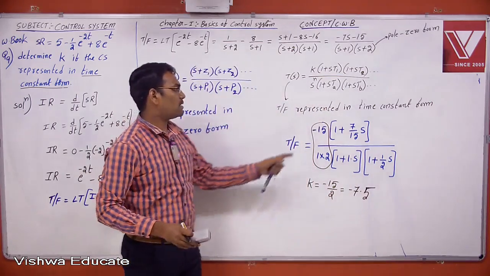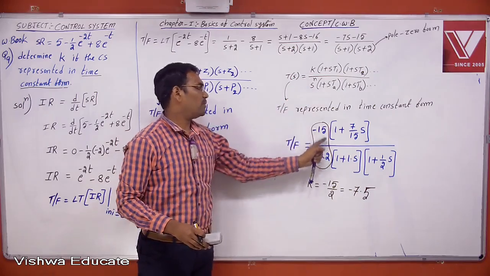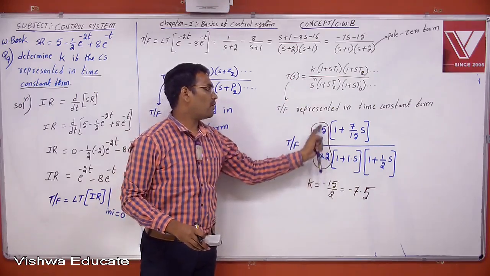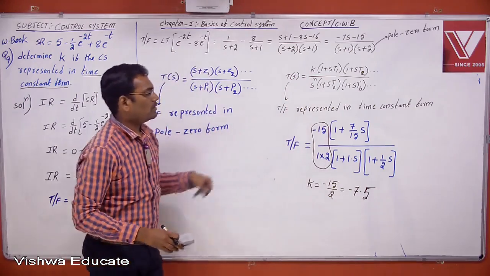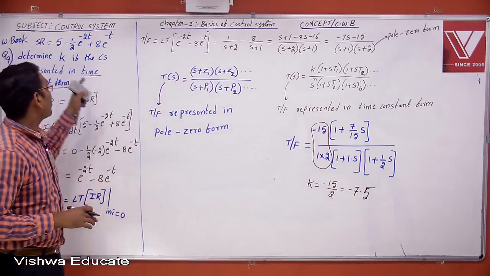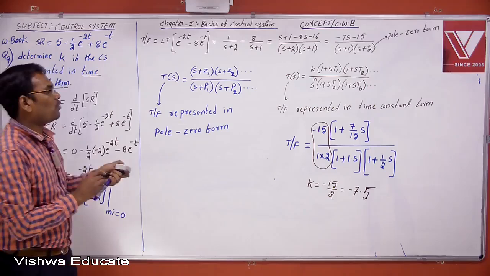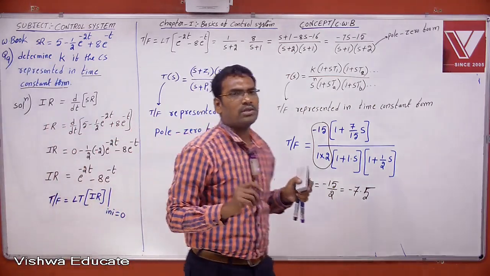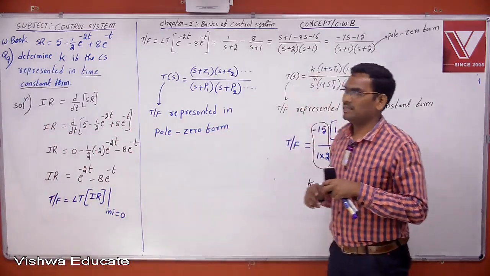Now determine the system gain K if the control system is represented in time constant form. This is the system gain K, and not only in this question number 9, there you can have some concept also.